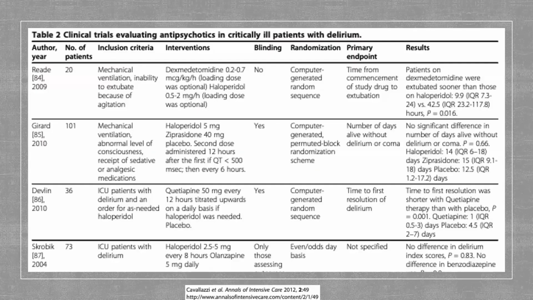This was what the previous statement was based on. Here are a couple of different clinical trials that looked at antipsychotics in critically ill patients. I won't go through the first one because it talks about dex, but in your second and fourth study, they found no difference in delirium incidence between the two groups. But in this study, they did find that the time to first resolution of delirium was a little bit shorter with quetiapine. That was really the only study that showed some significant benefit with a second generation antipsychotic. But again, keep in mind, this was only 36 patients.